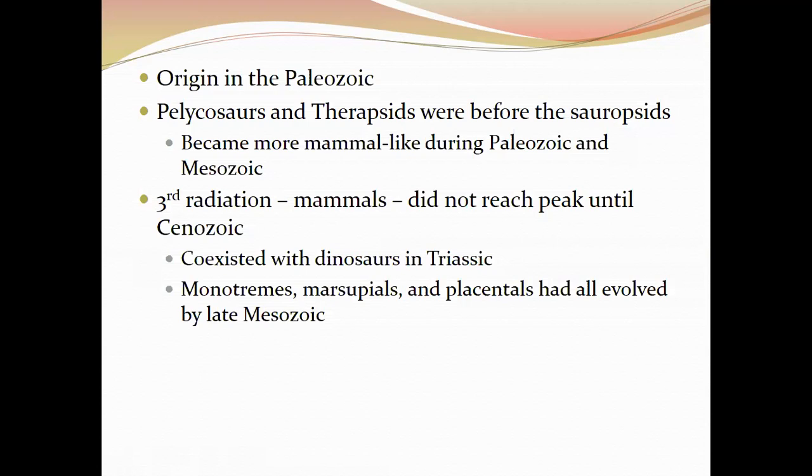The third radiation of these is what eventually brings us the mammals. And mammals as a group did not reach their peak until the Cenozoic, which is the time period we are in now. Mammals have, however, coexisted with dinosaurs throughout the Triassic. They were a little different than the animals we know as mammals today. And by the late Mesozoic, monotremes, marsupials, and placentals, our three main groups of mammals, had all evolved and were all alive during that time period.